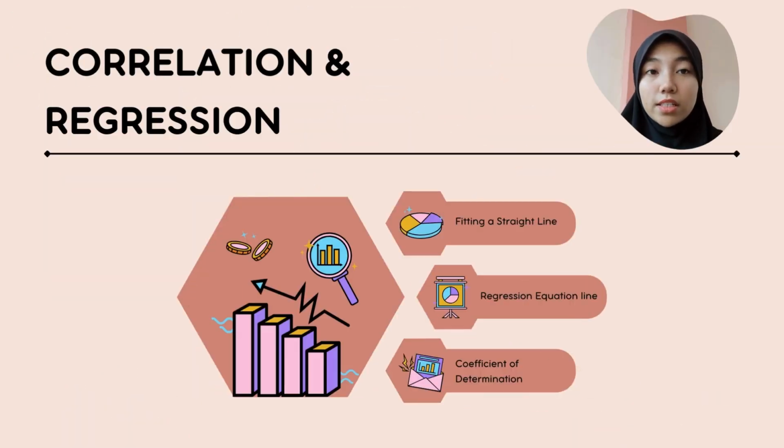And last but not least, correlation and regression. We have 3 in our project that we have learned before this. The first one is fitting a straight line, the second one regression equation line, and the last one coefficient of determination. And all of this methodology, my friend Yasmin will explain more about that.